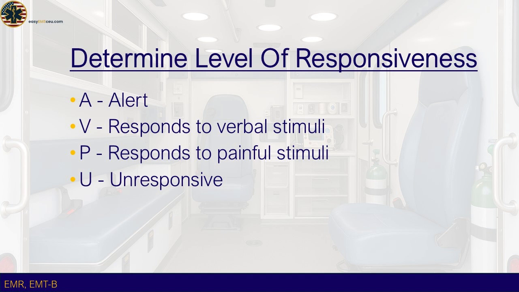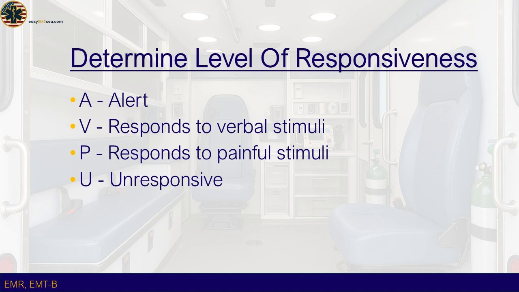Following the crucial initial step of forming a comprehensive general impression, the immediate next priority in the primary assessment is the rapid and accurate determination of the patient's level of responsiveness. To facilitate this critical evaluation of neurological status, EMS professionals universally employ the AVPU scale, an acronym that stands for alert, verbal, pain, and unresponsive.